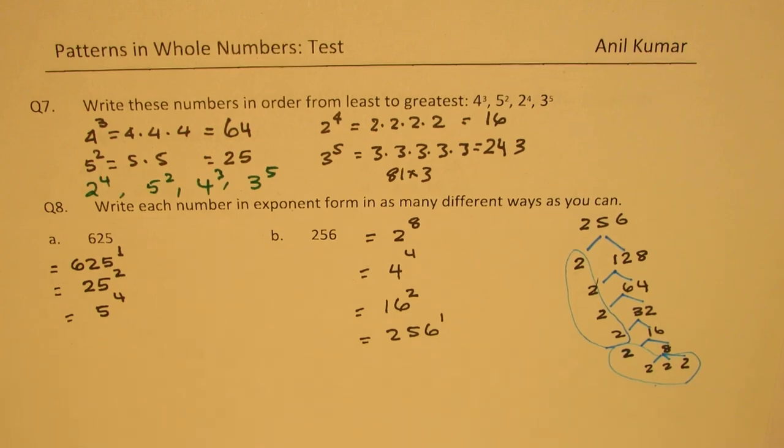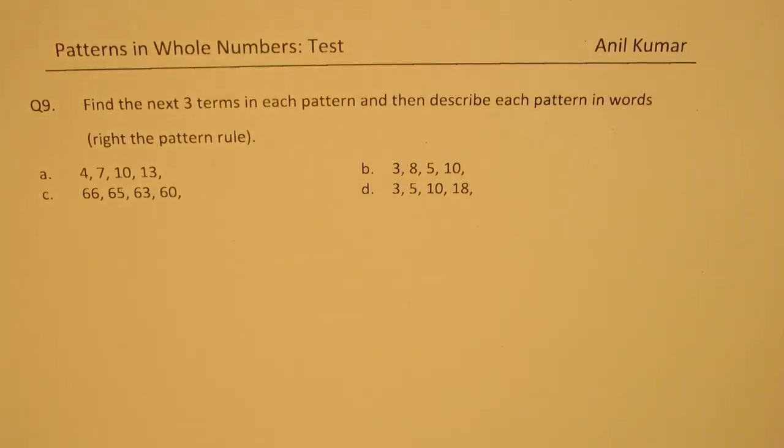Now let's take up the last question. Question number 9. Find the next 3 terms in each pattern and then describe each pattern in words. Write the pattern rule. So it has 2 parts. One, you have to find the terms and then describe it using pattern rules. I'd like you to pause the video, answer this question, and we'll take a short break.